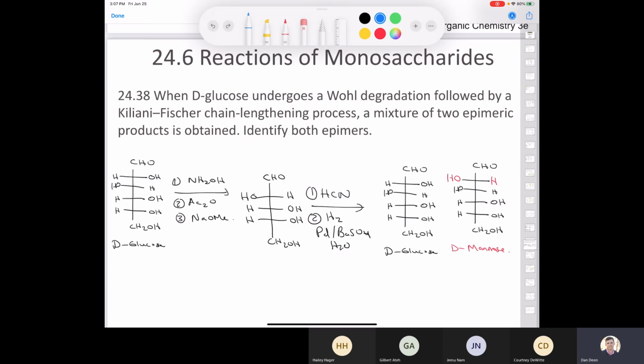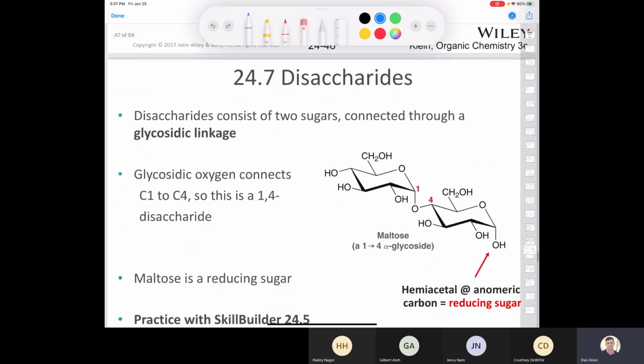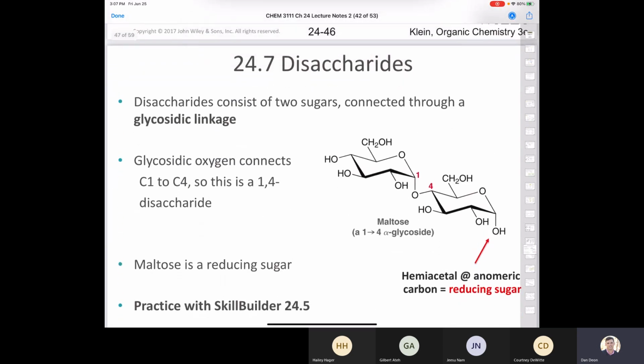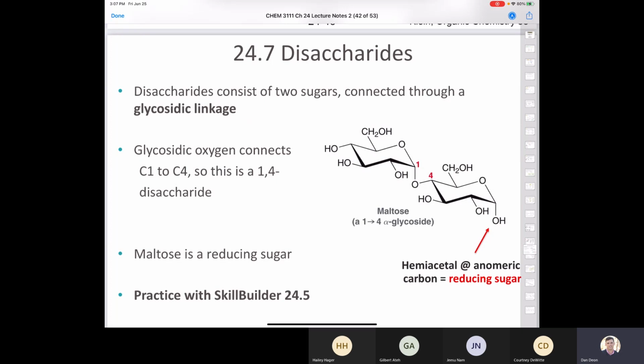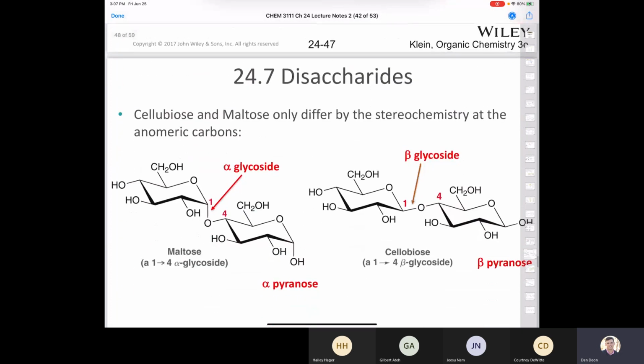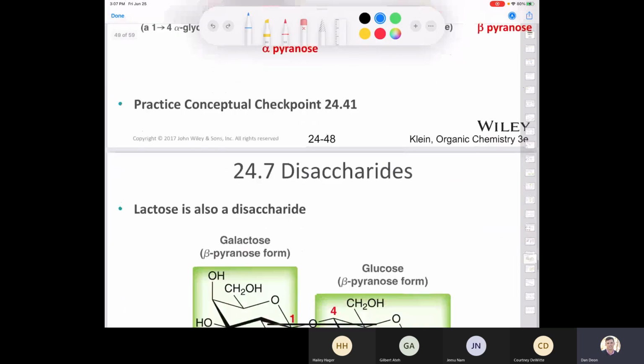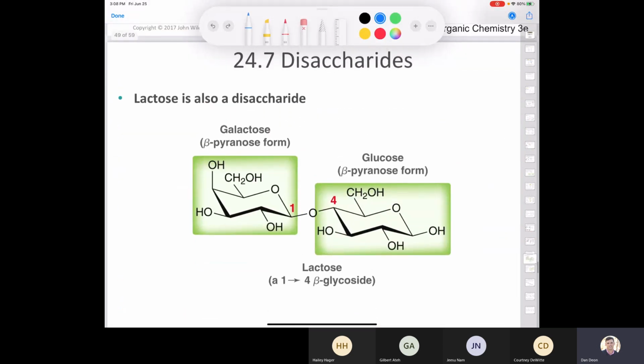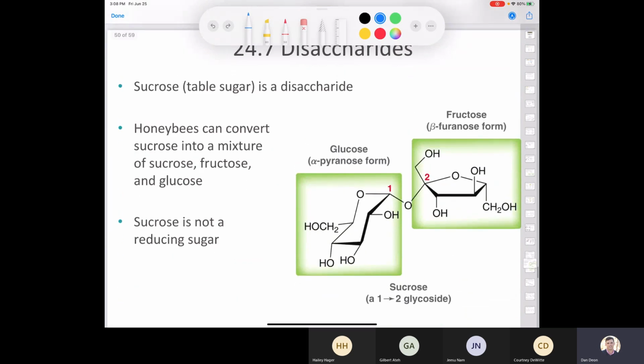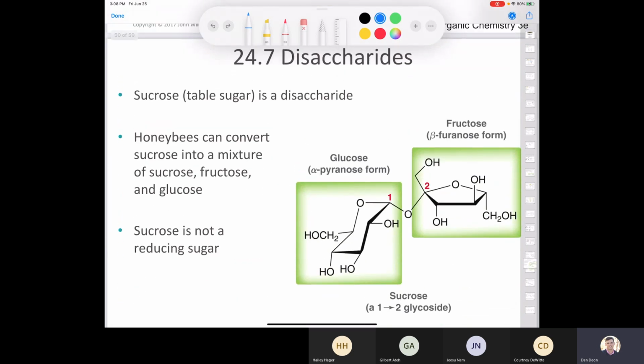So the last two parts that we're interested in, Chemistry 3111 students, it's just a few slides. I'm just going to show you quickly. We're going to talk about disaccharides. There's a couple of disaccharides that you need to know. You should know what maltose is. You should know what cellobiose is. You should, of course, know what lactose is, because a good percentage of the population is lactose intolerant. And then you should know what sucrose is. And sucrose, as I told you, is not a reducing sugar.